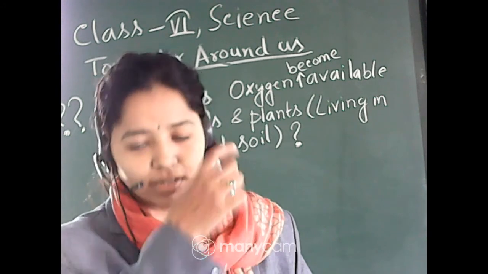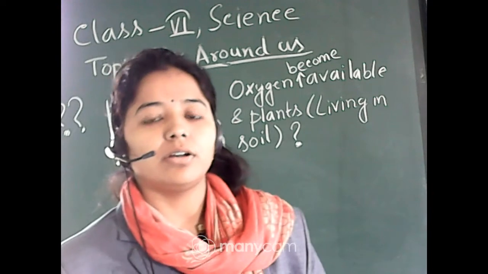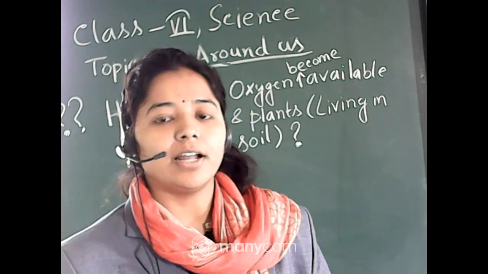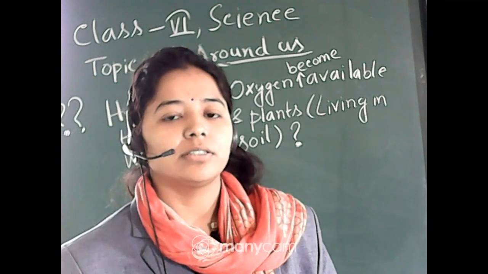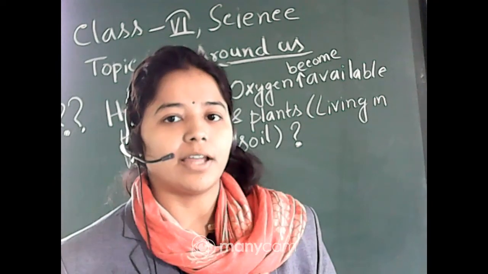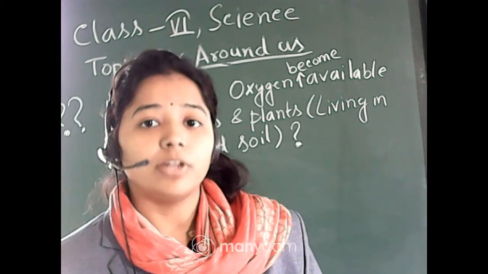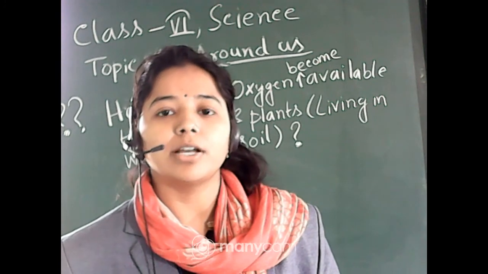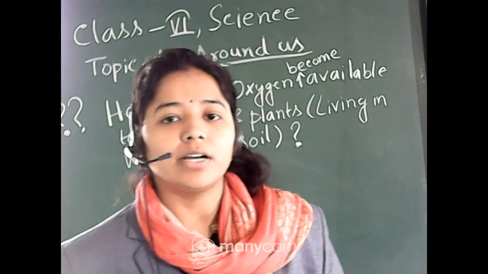Okay, students. Before starting the chapter, chapter number 15, that is Air Around Us, I'm going to discuss some topics that I have already described. I am going to tell the topics that I told you in the previous class, including the components of air: carbon dioxide, oxygen, nitrogen, smoke and dust, and also water vapor.